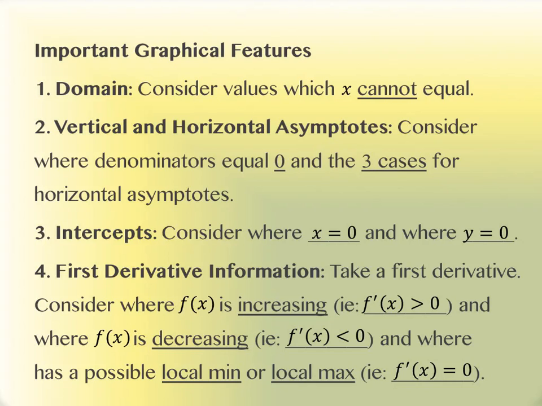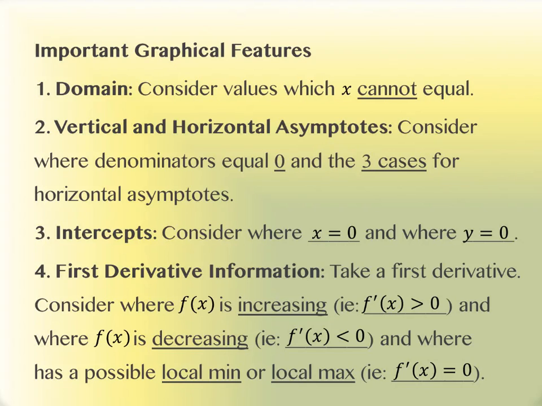The second one, vertical and horizontal asymptotes. Of course, these don't happen in all graphs, right? But they do in rational equations. So when we have denominators that are equal to 0, we get vertical asymptotes. And for the horizontal asymptotes, we had those 3 cases that we talked about back in chapter 1, I believe, where we looked at the degree of the numerator, the degree of the denominator, and made some decisions.